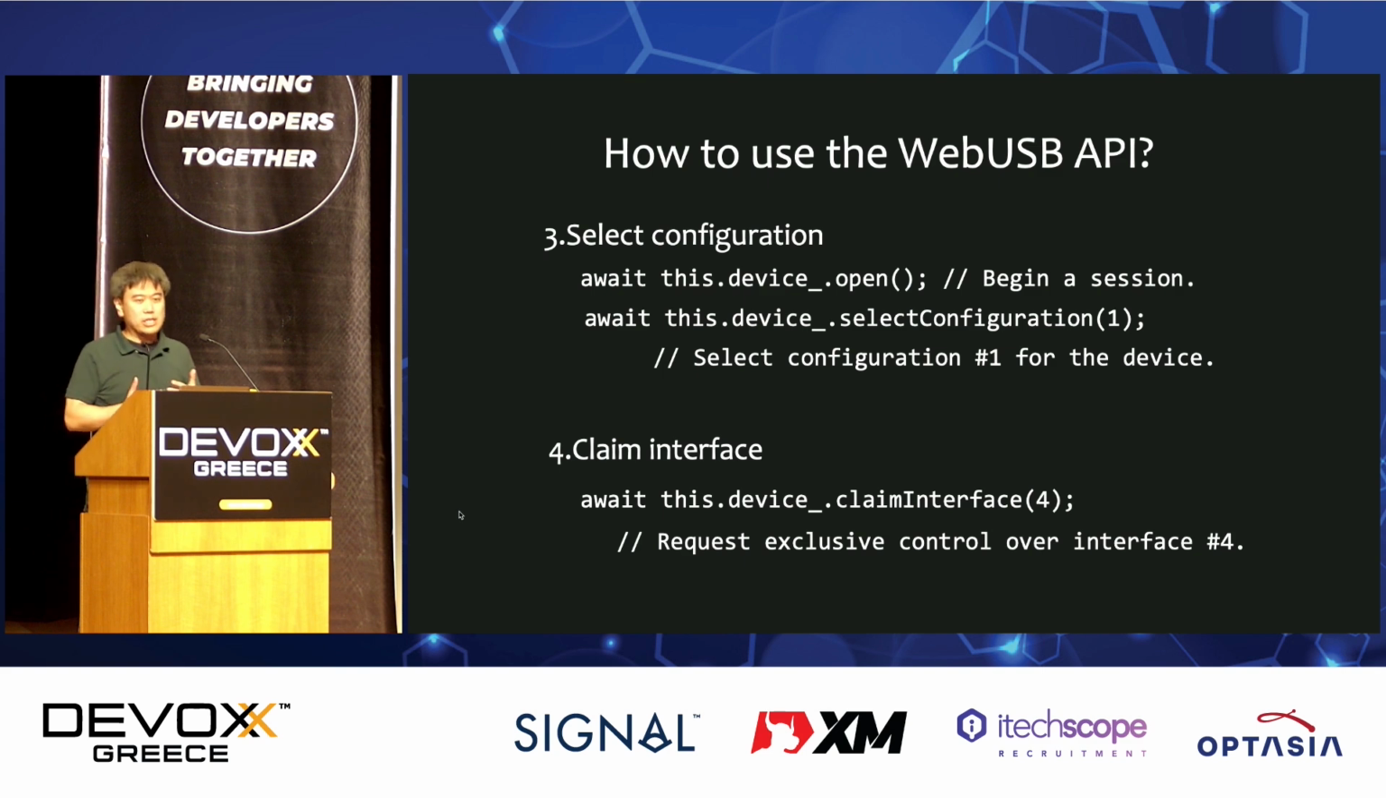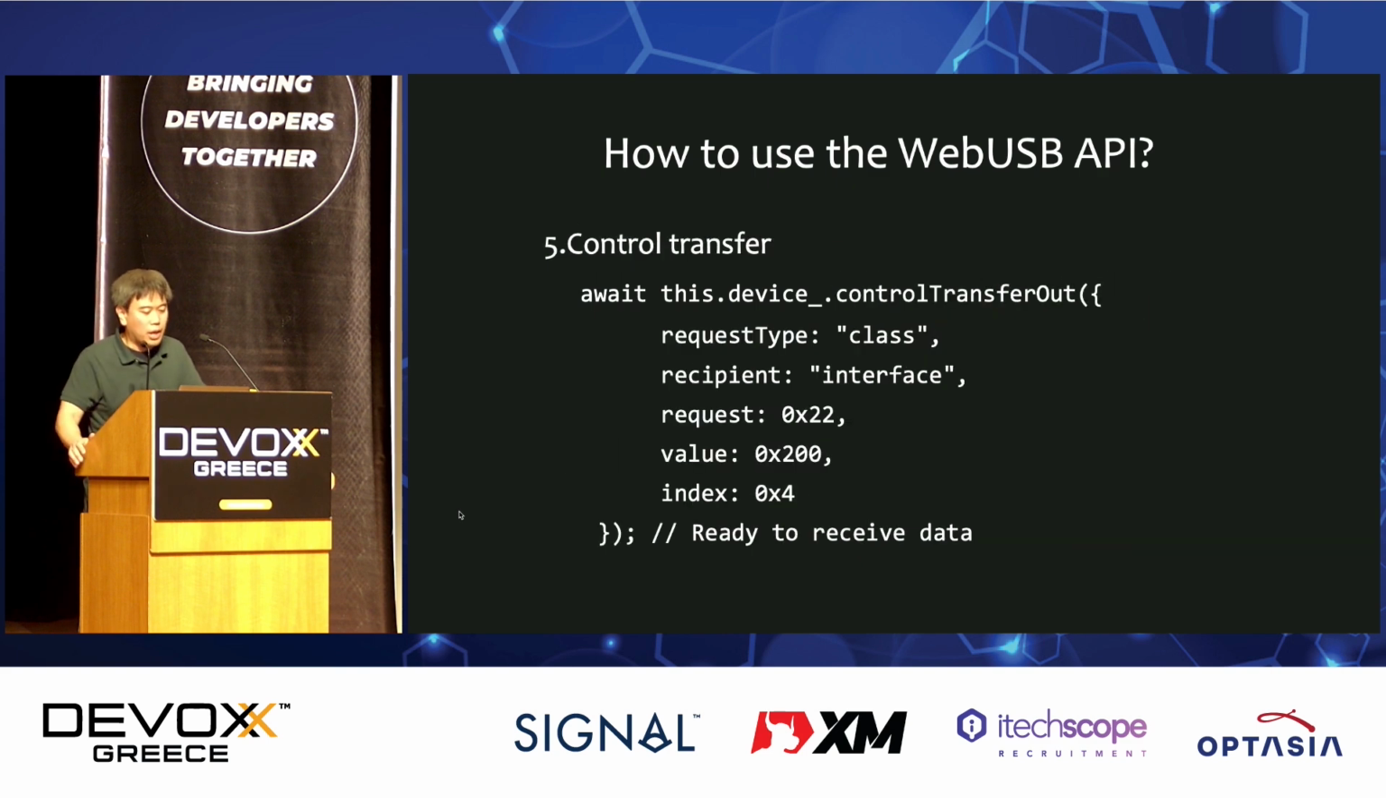So a lot of this is from the specification of that USB device that you're connecting to. You need to understand what is the configuration that you can connect to, and the interface that you can connect to, and what is available there. And then the control transfer, this is the handshaking, where you specify the request type, the recipient, and the request to receive the proper data.